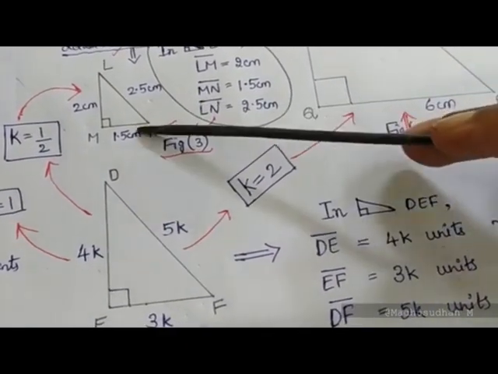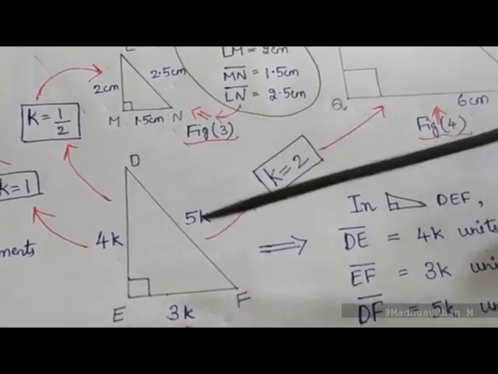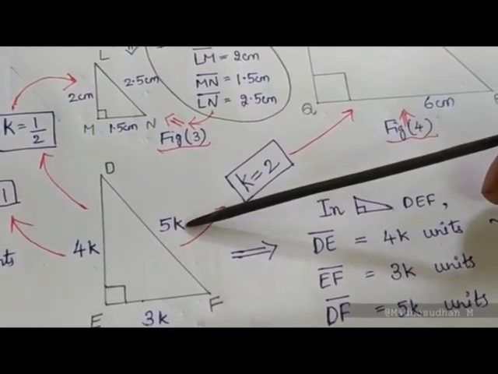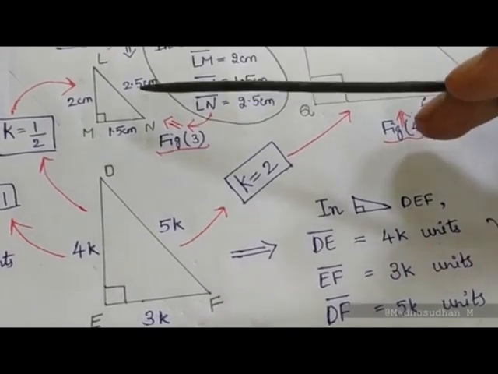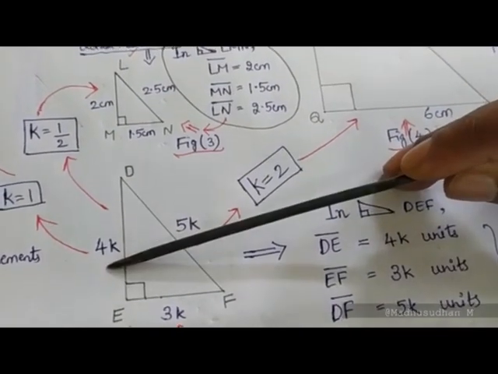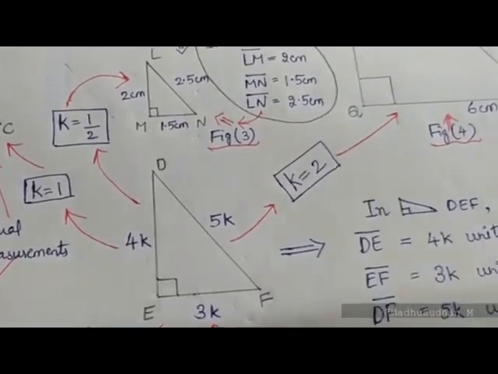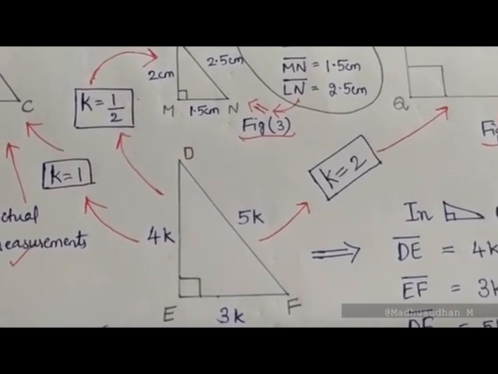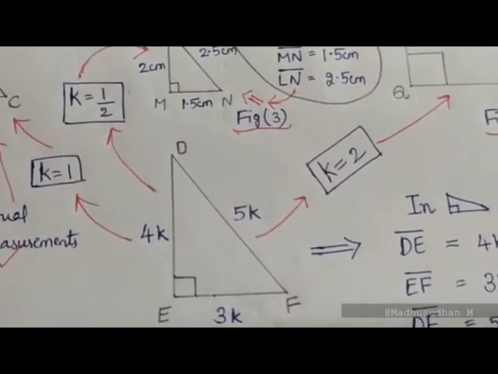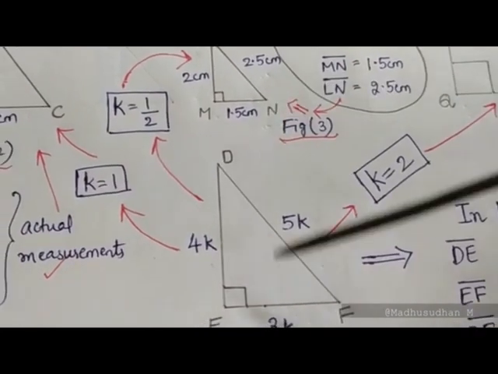If I compare these two triangles, triangle DEF and triangle LMN, if I multiply this k factor to be half, if k is 1 by 2, 5 multiplied with 1 by 2, I'll get 2.5, right? 4 multiplied with 1 by 2, I shall get 2 here. 3 multiplied with 1 by 2, I shall get 1.5 centimeters here. So again we can conclude here that figure 1 and figure 3 are again similar triangles. What is the meaning of that? They have the same triangular shape, right-angled triangular shape, but they are of different size.